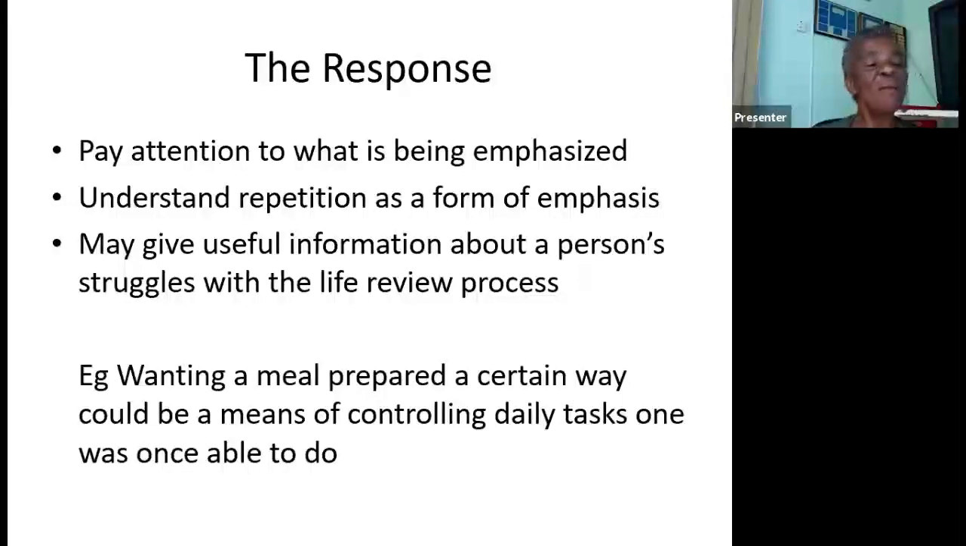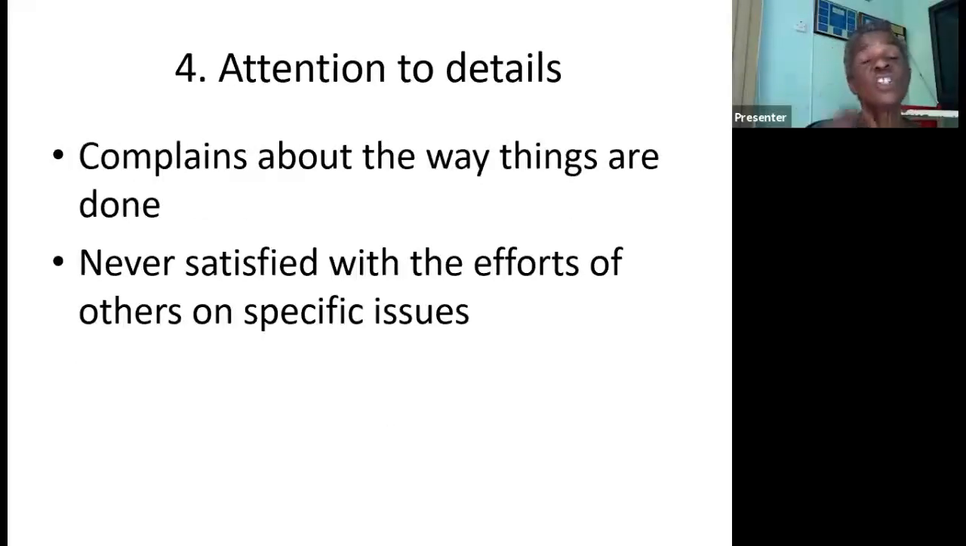Okay, so an example at the bottom here: wanting a meal prepared a certain way could be a means of controlling daily tasks one was once able to do. So I was a good cook, and you come now and you are cooking for me. And no matter how nice it is, I find fault all the time, because I know I used to do this, and I used to feed the whole family. Everybody used to come and enjoy it, and they are going to find fault, and they may want to tell you how they used to do it. And even if you do it that way and come back, you're still deficient. Yes. All right, so the fourth one is attention to details.